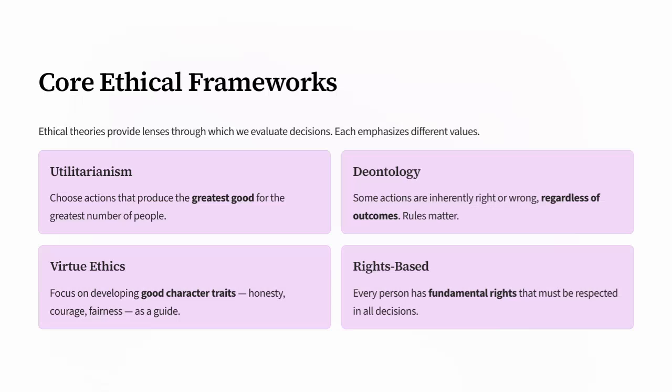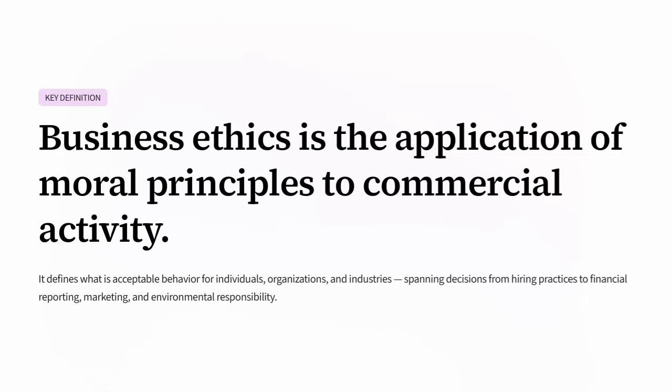Ethical frameworks give us different lenses for thinking through difficult decisions. Utilitarianism asks which choice creates the greatest overall good, focusing on consequences and the number of people affected. Deontology takes a different approach, emphasizing duties, rules, and actions that are right or wrong regardless of the outcome. Virtue ethics focuses on the character we develop, such as honesty, courage, and fairness. Finally, rights-based ethics reminds us that every person has fundamental rights that must be respected, even when doing so makes a decision more complicated.